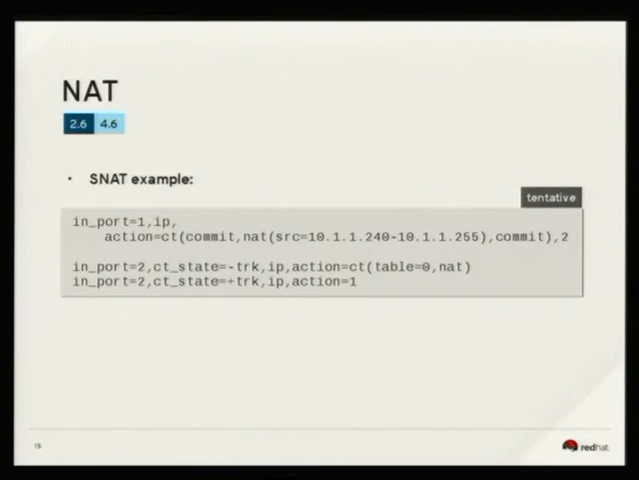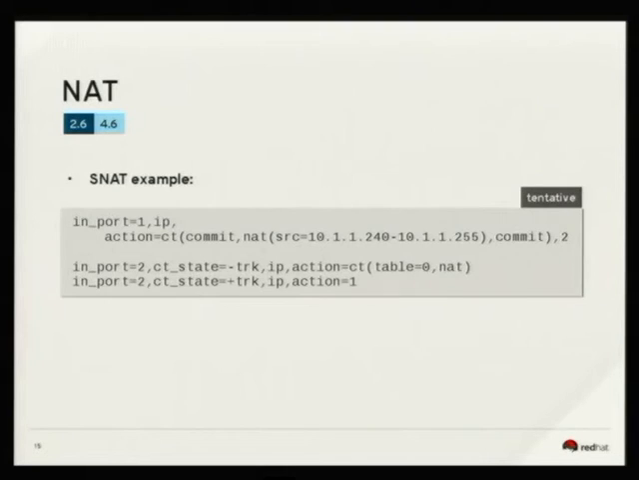So that's basically it. From the other side, from the port 2, we need to reverse the NAT, so translate the address back to the internal address according to the NAT table, and that's done just by specifying the NAT subaction without any parameters.